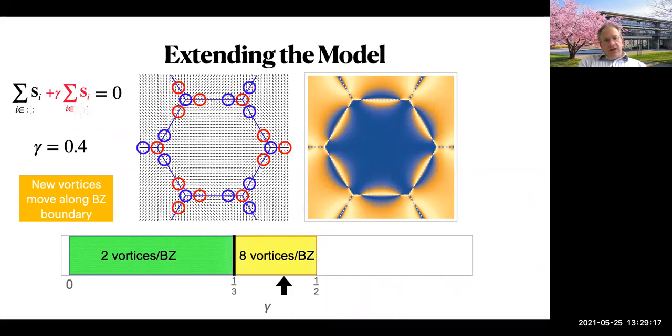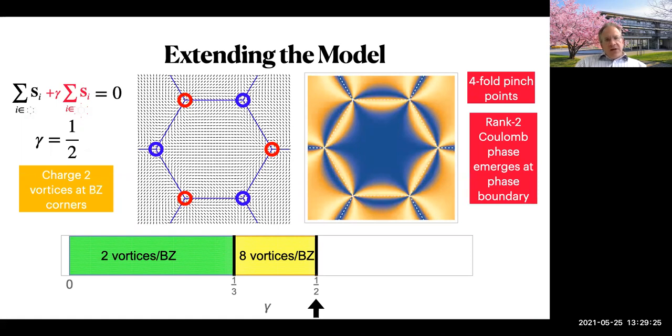And then the vortices which are moving along the edge of the Brillouin zone finally meet the corners. And so at gamma equals a half, they merge, and then you get higher charge vortices at the zone corners. And this is basically now a rank 2 Coulomb phase.